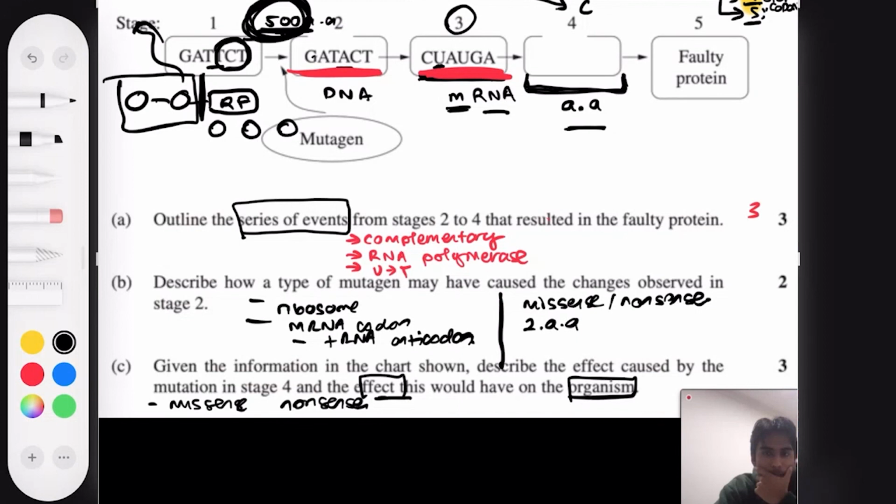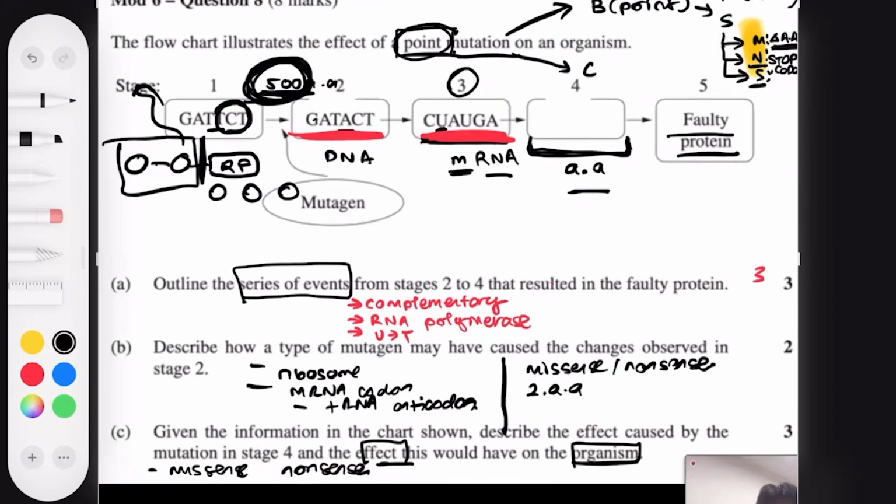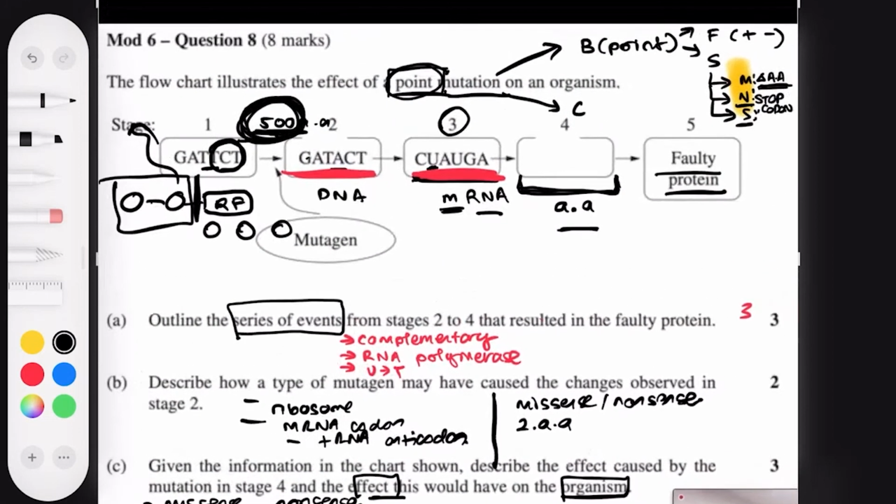A missense or nonsense mutation would result in a faulty protein being produced, which affects phenotype. Yeah, I'm not really sure. Maya, you wasted 1 sentence because you repeated the question there. The effect it would have on the organism, right? And it says here it's a faulty protein. So you just repeated mutation, faulty protein, phenotype. So we're back at square one here.